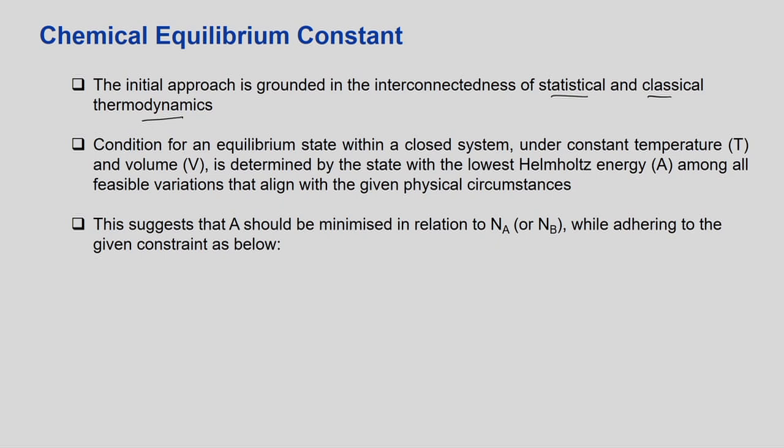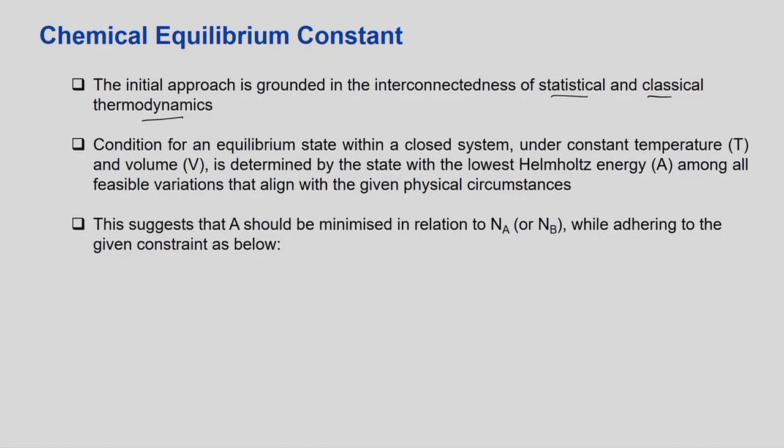So, you have to find a condition where you can minimize the Helmholtz free energy from the partition function. This suggests that A should be minimized, that is, Na should be minimized while adhering to the given constraint as below.